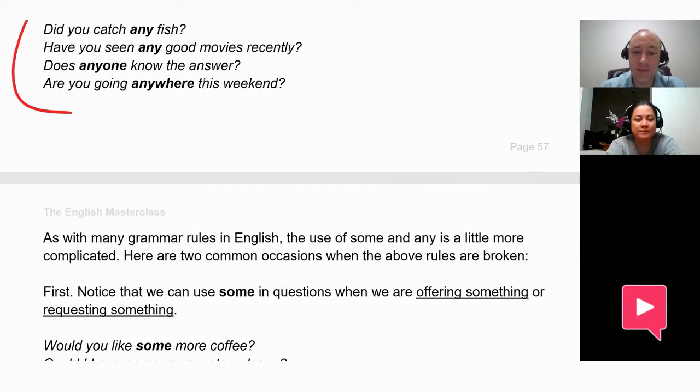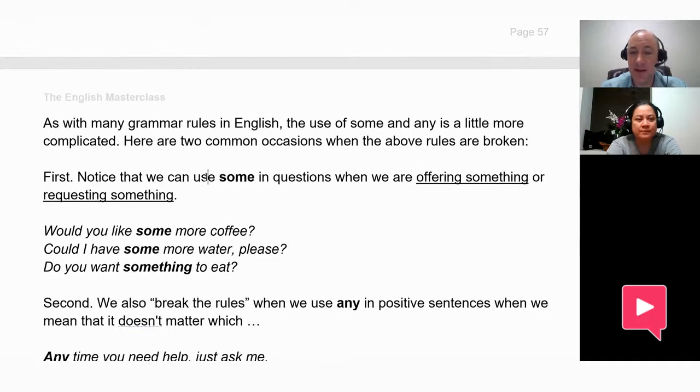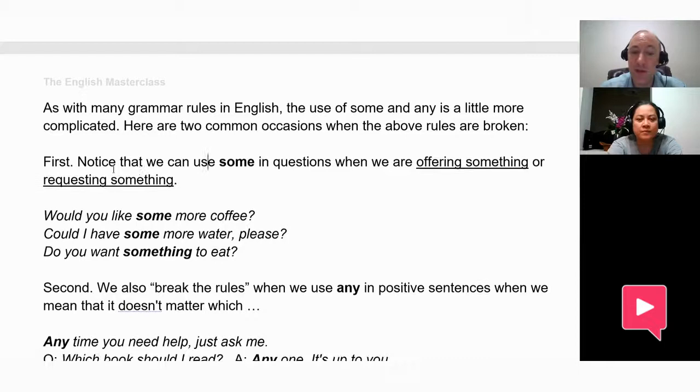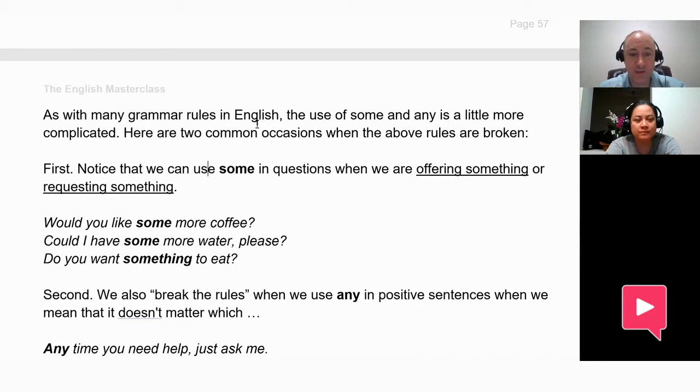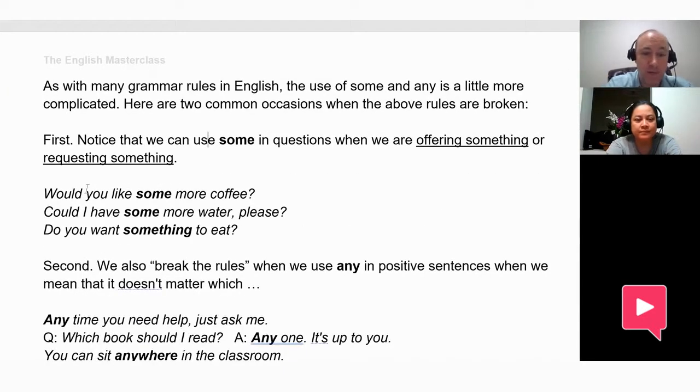However, as with many grammar rules in English, the use of some and any gets a little bit more complicated. So here are two common occasions where the above rules are broken. First, notice that we can use some in questions when we are offering something or requesting something. When I say, are you going anywhere this weekend, I'm not asking you to give me anything or offering you anything. So that's one type of question. But over here, we have some offers and requests. So can you read these samples?